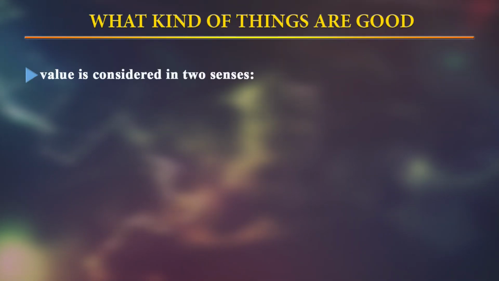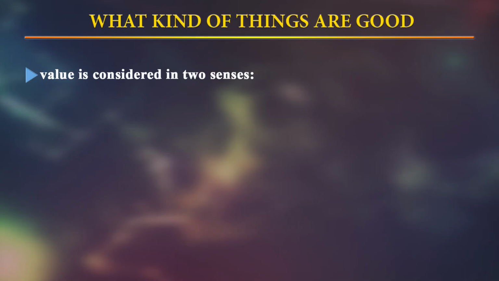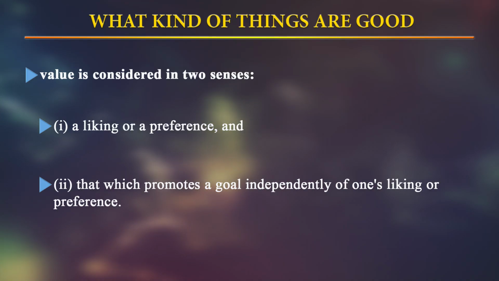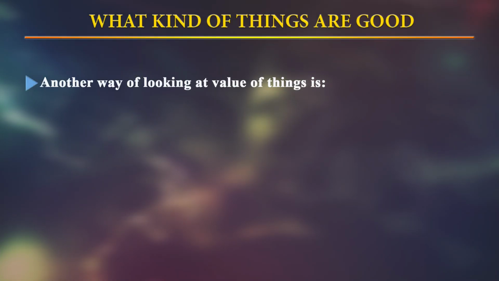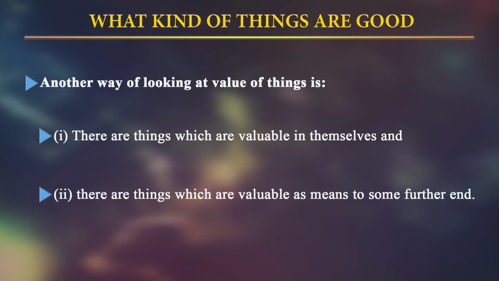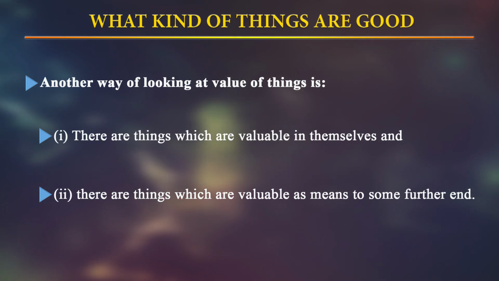Now again, coming to value, value is considered in two senses: a liking or preference, and secondly, that which promotes a goal independent of one's liking or preference. Like we had already discussed, eating green vegetables is good, but you may not prefer it. So, when you prefer something, you add value to that thing. But you also add value to a thing irrespective of your preferences when it promotes your goal or a greater good. Another way of looking at the value of things is, there are things which are valuable in themselves, and there are things which are valuable as a means to some further end.